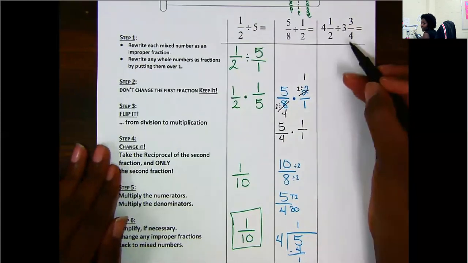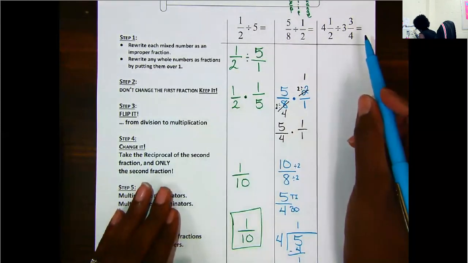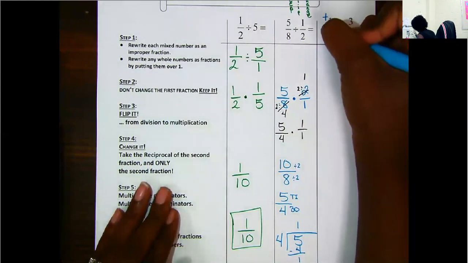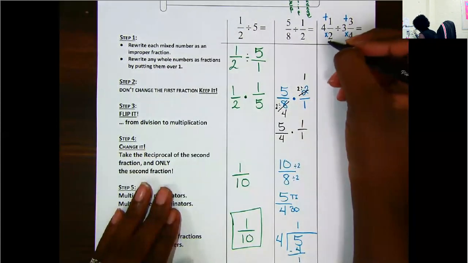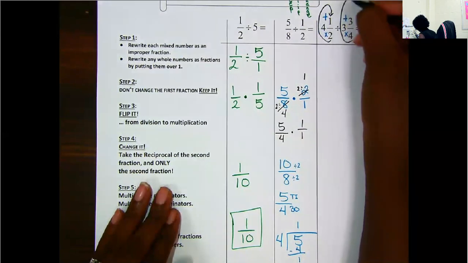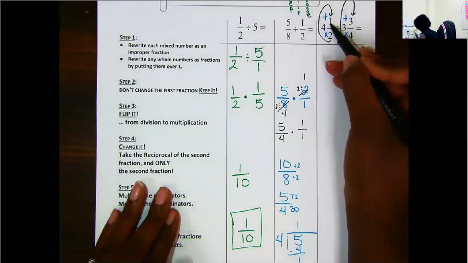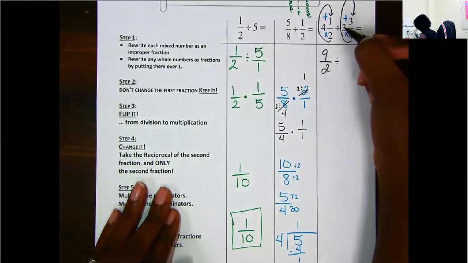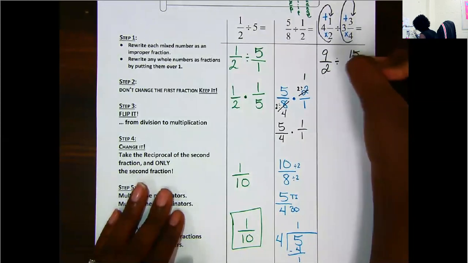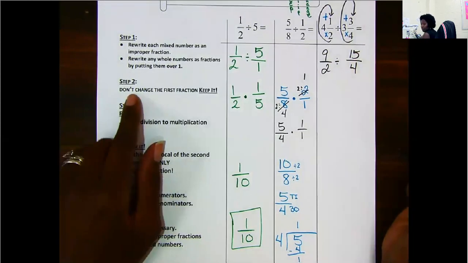Now we finally have a mixed number. Remember, how do I change a mixed number into an improper fraction? I use my Texas two-step. First I have to do that. I'm going to draw my little arrow to remind me. So I'm starting at the bottom. 2 times 4 is 8, plus 1 is 9, and I keep the denominator. 4 times 3 is 12, plus 3 is 15, and I keep the denominator, okay? Now they're both improper. Now I'm going to move on with my steps.